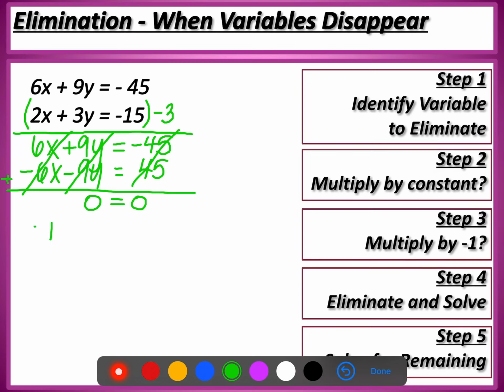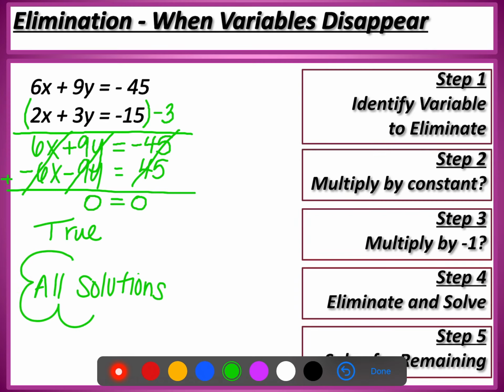What kind of statement is that? It's true. Okay, which means that this is an all solutions situation. Okay, so very similar to all solutions in substitution, we just got there in a little bit of a different way.